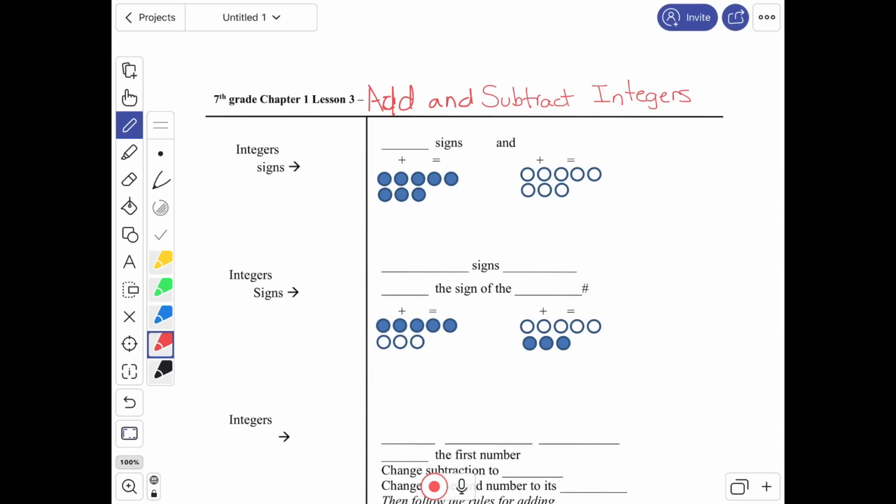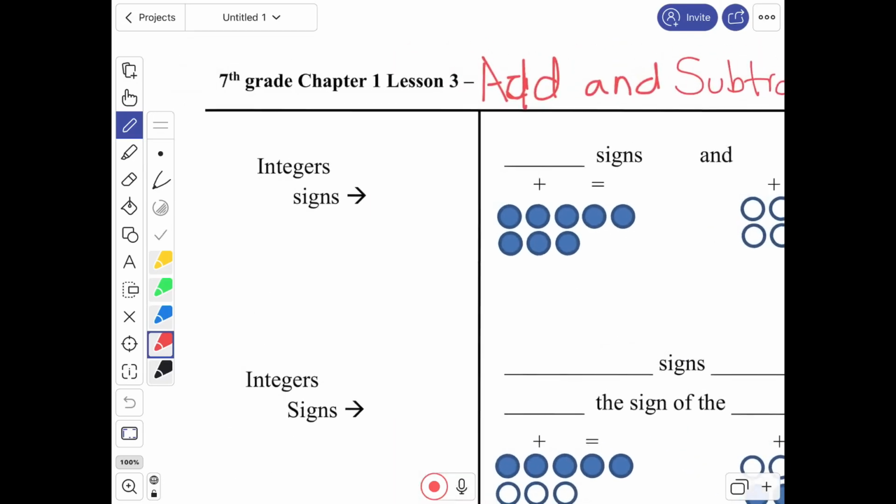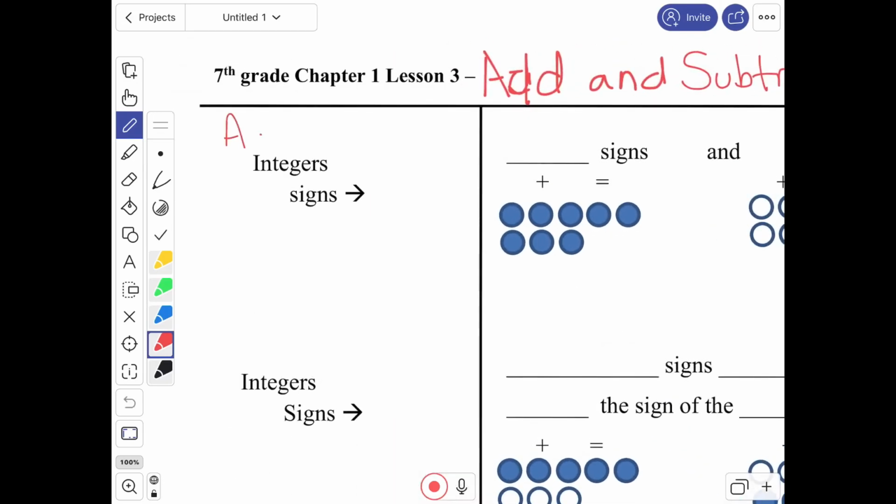Today we're doing Chapter 1, Lesson 3. And actually in class we're going to divide this up, but I'm going to go ahead and give both of them to you for online so you can do add and subtract integers.